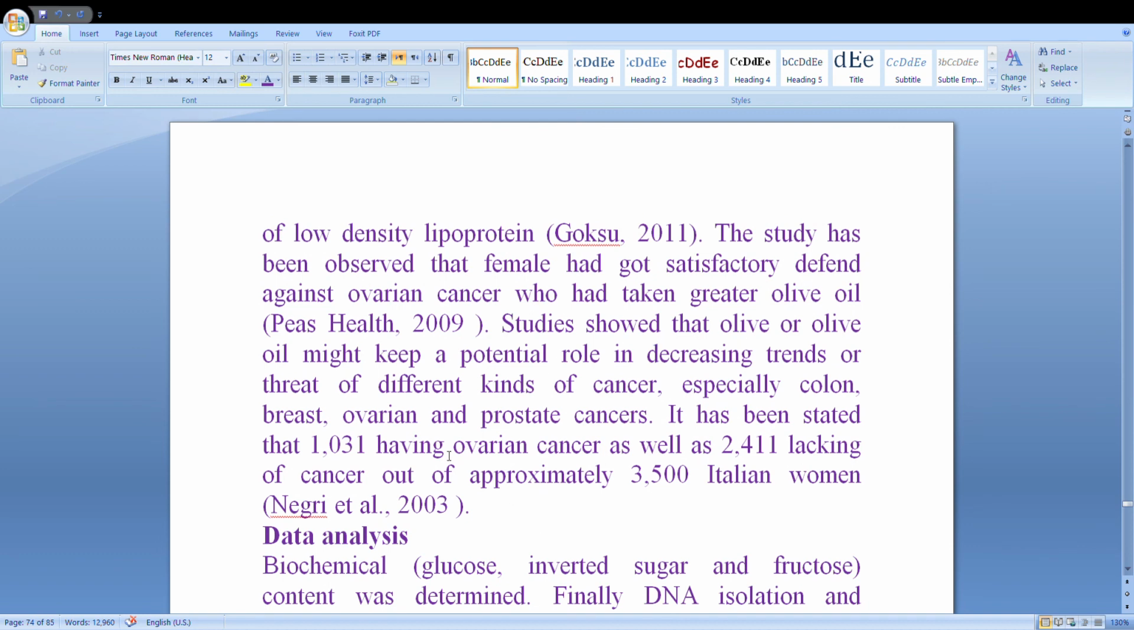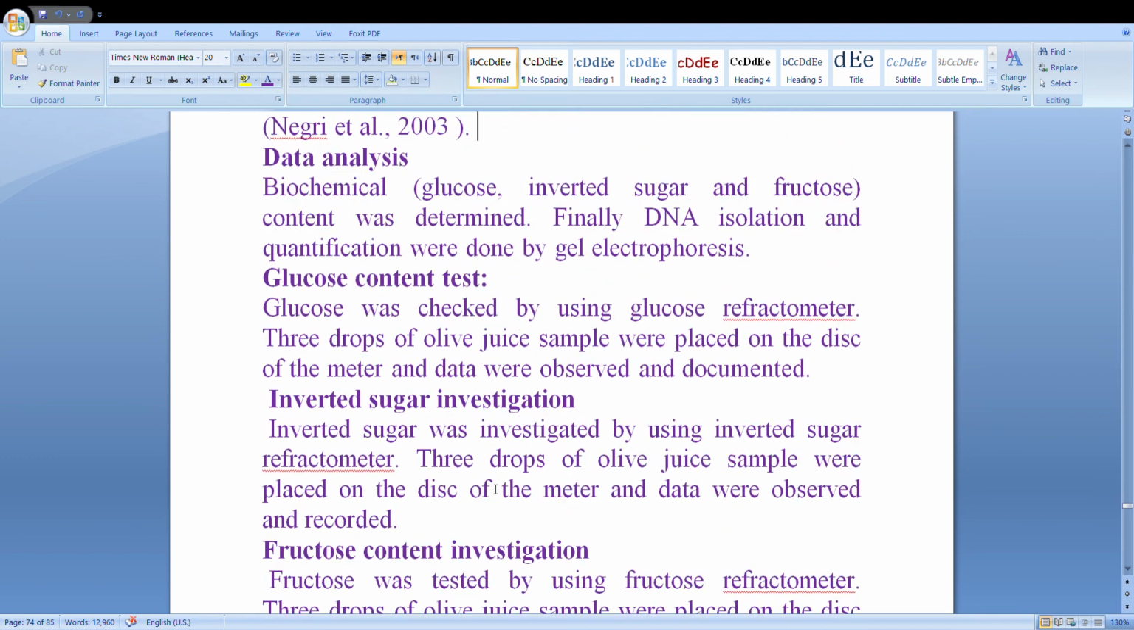This is very important, as studies showed that olives or fresh olive oil might have a potential role in decreasing the threat of different kinds of cancer, especially colon, breast, ovarian and prostate cancer. So it has been stated that 1031 had ovarian cancer as well as 2411 lacked cancer out of approximately 3500 Italian women. So this is just research data.